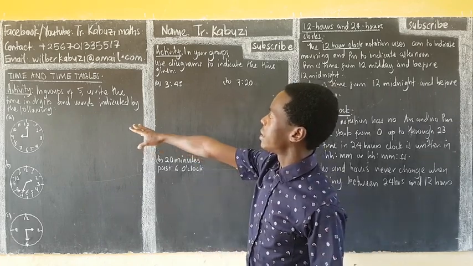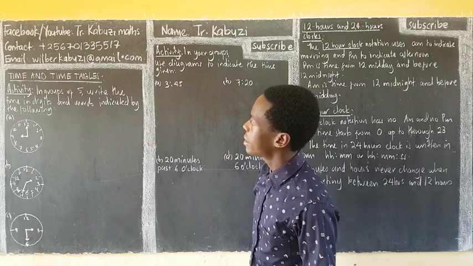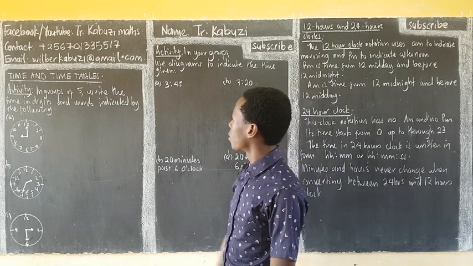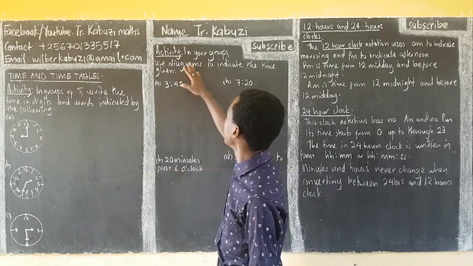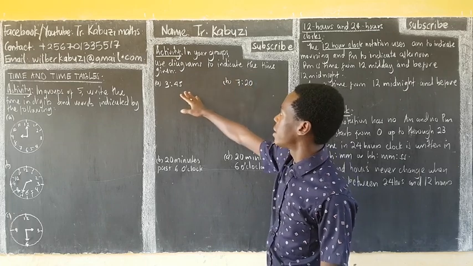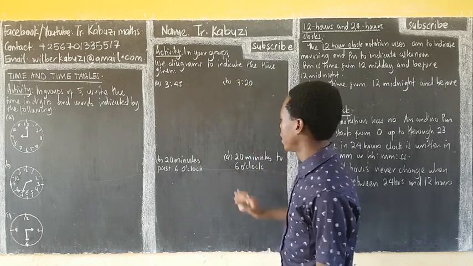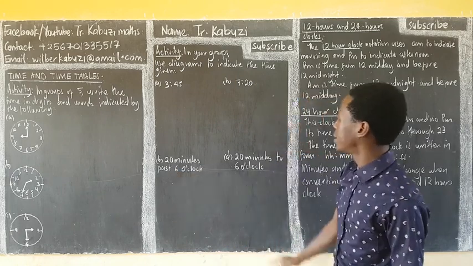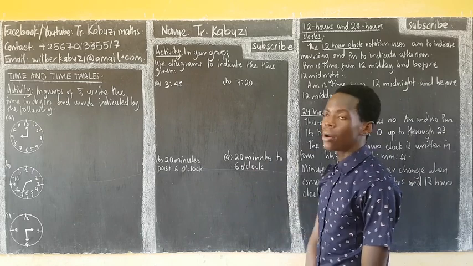So we have now this in groups of 5: write the time in digits and words indicated by the following. So you have this, and this. Then in your groups of 15, use diagrams to indicate the time given. So this is 20 minutes past 6 o'clock, and this is 20 minutes to 6 o'clock.